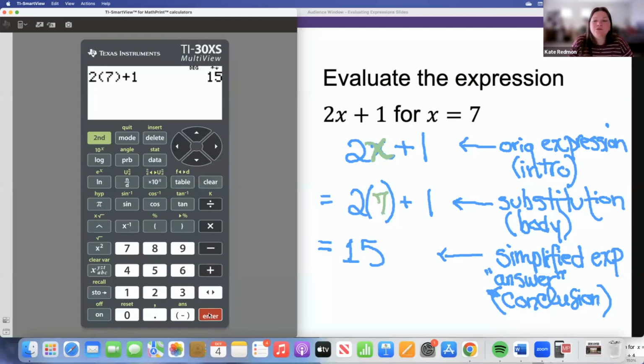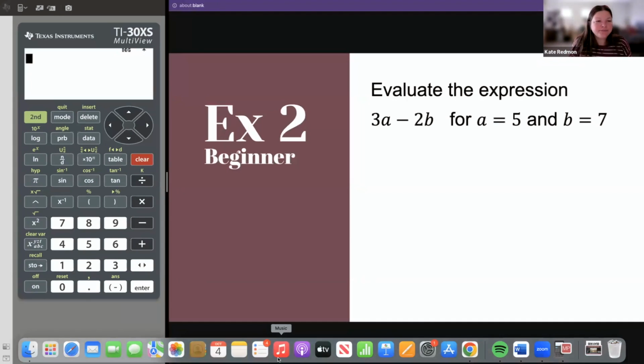Beautiful. That is the least work you can get away with. Like the intro, body, and conclusion of your paper, you are going to give me the original expression, the beautiful substitution, and the simplified expression. All right, let's get a little trickier. So example 2 says, evaluate the expression 3a minus 2b for a equals 5 and b equals 7.